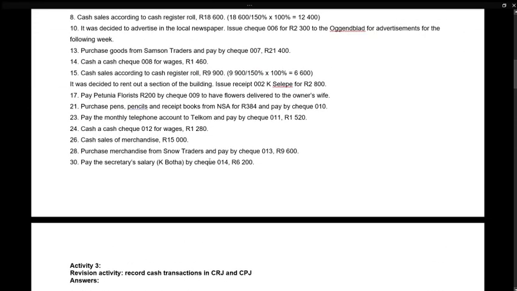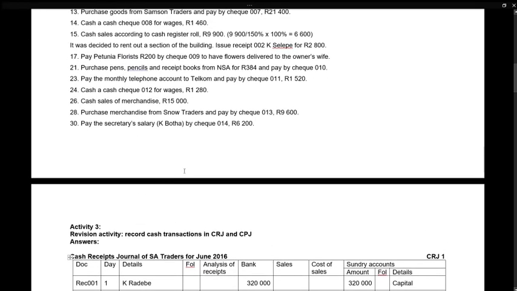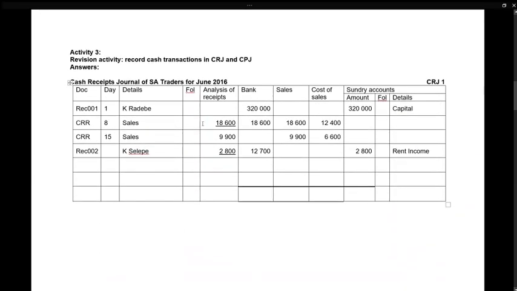Next transaction took place on the 26th. Cash sales of merchandise 15,000 Rand. Okay, so cash sales. First of all, I forgot, we need to calculate cost price. 15,000 Rand, divide by selling price percentage, multiply by my cost price percentage. That should equal, let me quickly calculate, that should equal 10,000 Rand. Okay, let's go and fill that in.